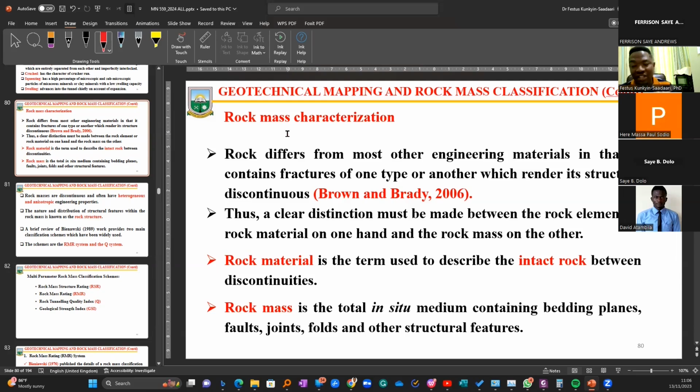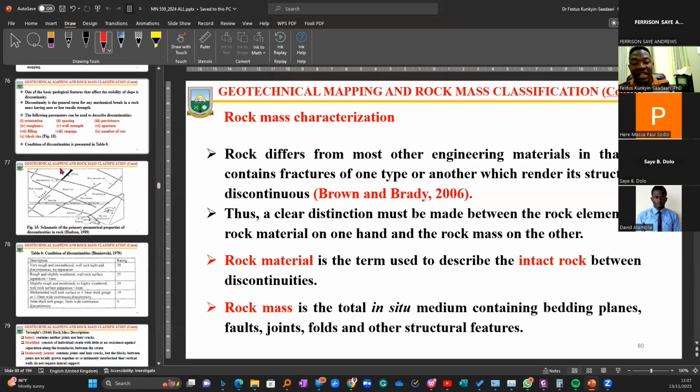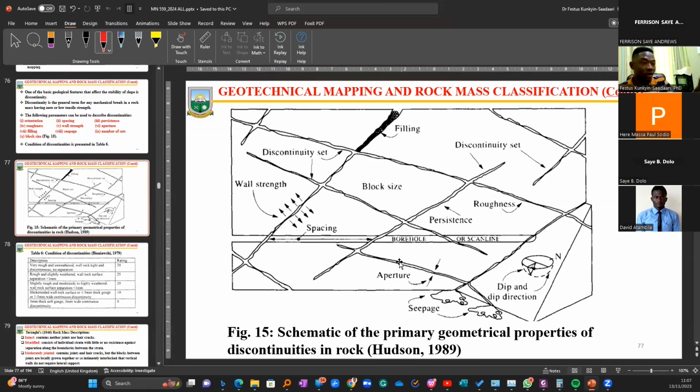that it contains fractures of one type or another which render its structure discontinuous? Yes. Then a clear distinction must be made between the rock element or rock material on one hand and the rock mass on the other hand. So the rock material is the intact rock we are describing, okay? And the rock mass is the entire surface of the rock we are looking at, which contains all the other properties that we have seen. That is the rock mass.